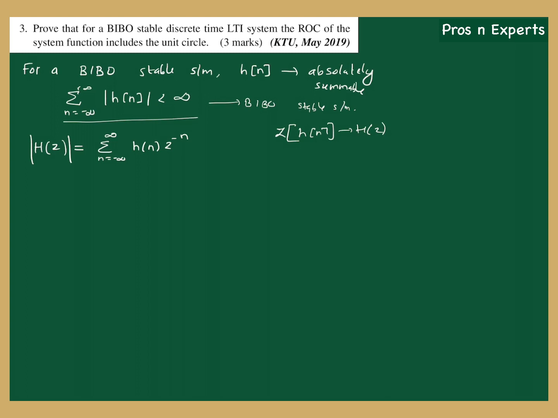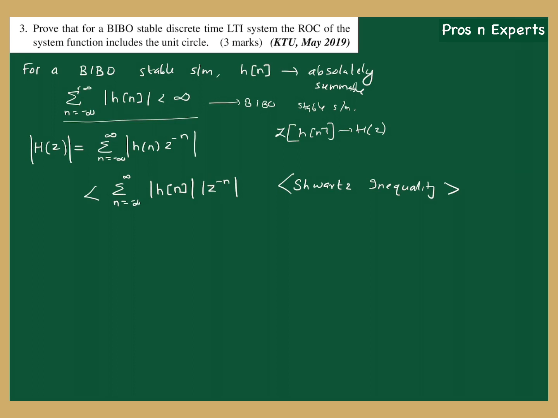Now let me find the absolute value. The absolute value of H(z) will be equal to the absolute value of sigma of h(n) z to the minus n, and that is less than or equal to sigma n equal to minus infinity to infinity of mod h(n) into mod z to the minus n. You call this the Schwarz inequality. Using the Schwarz inequality, the total modulus will be less than or equal to the sum of the moduli of the individual products.